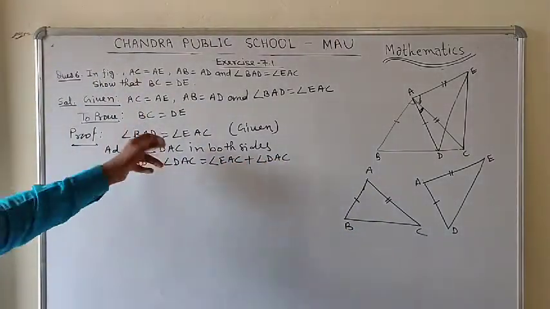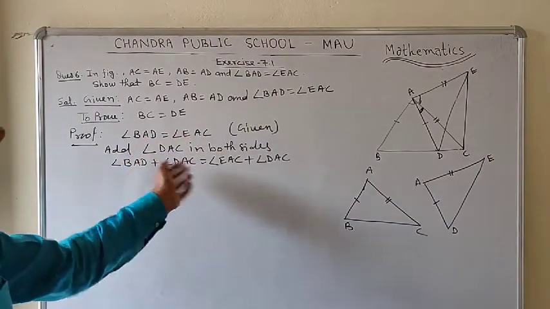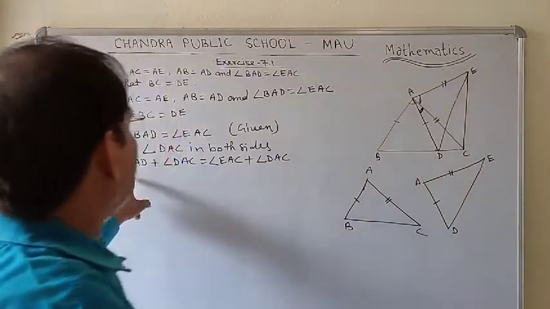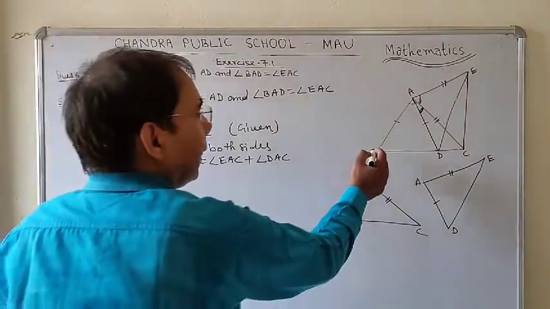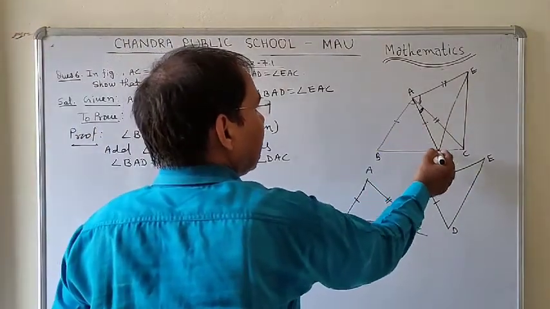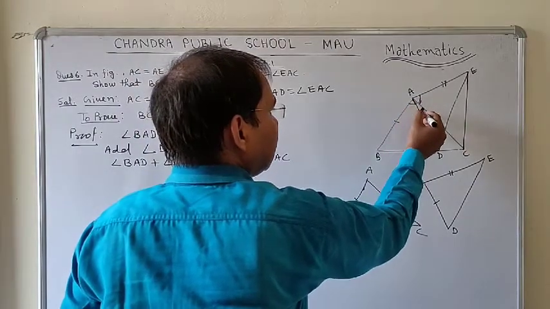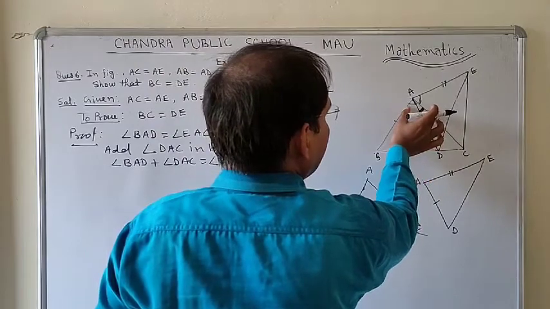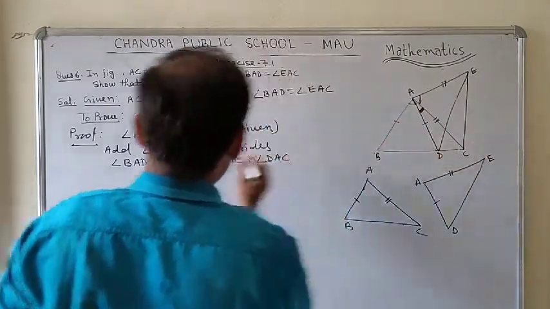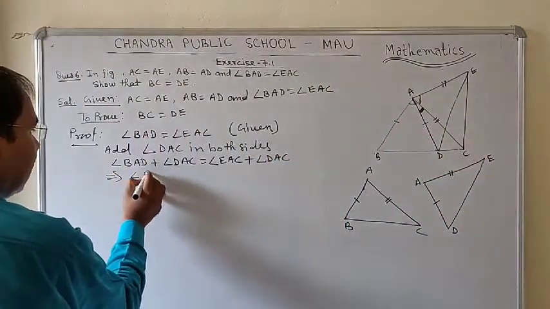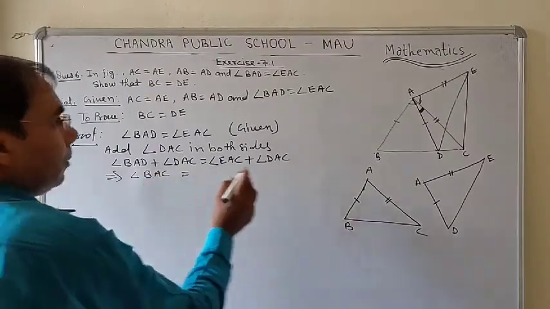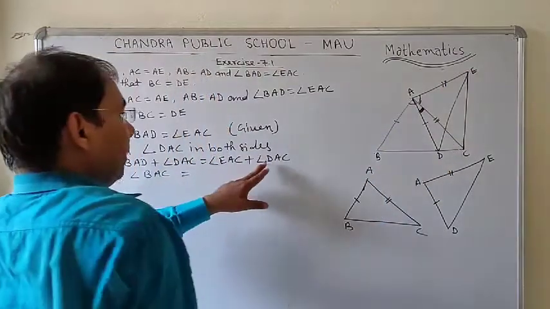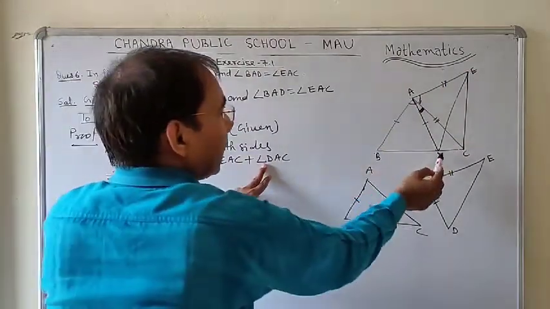Since I added equal things to both, both will again be equal. Now look in the diagram: angle BAD plus angle DAC. This angle plus this angle is equal to angle BAC. If these two angles are added, you get angle BAC. So here you will get angle BAC equals angle EAC plus angle DAC.